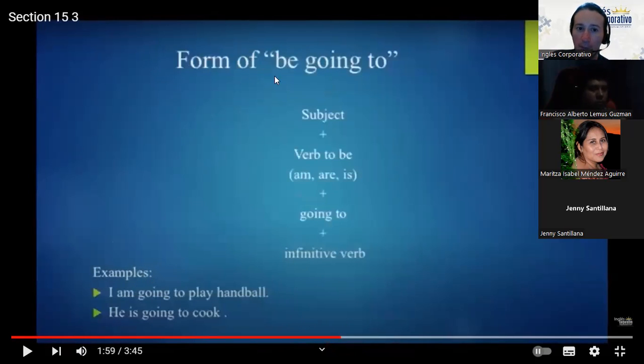¿De acuerdo? Luego tenemos la forma be going to. Es diferente, ¿de acuerdo? Se parecen, pero son diferentes. Entonces tenemos que es el sujeto, luego el verbo to be, y luego going to. ¿Ok? I am going to play handball. ¿Ok? Luego del going to, siempre va a ir un verbo en la forma base. ¿Ok? He is going to cook. I am going to play handball. Y así, ¿de acuerdo? Y si quieren hacer una oración negativa, simplemente se hace lo mismo. Se le agrega la palabra not, ¿verdad? I am not going to play handball. He is not going to cook. Y de esa forma, ¿de acuerdo?